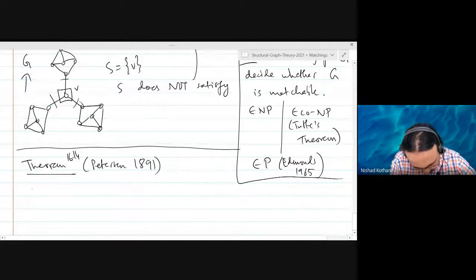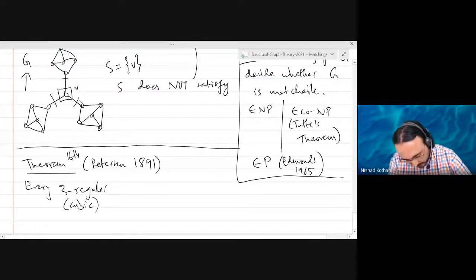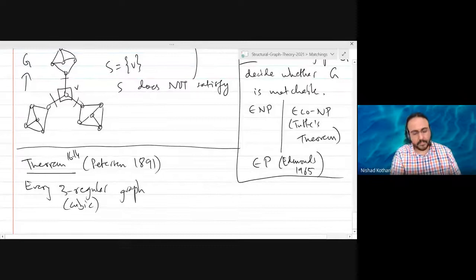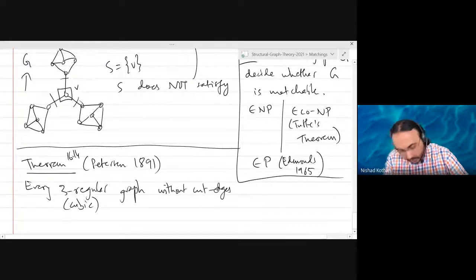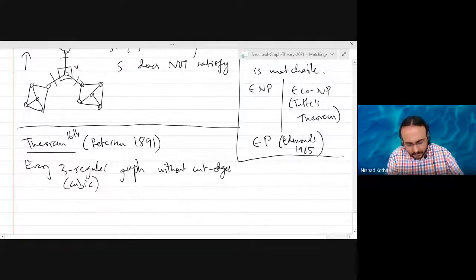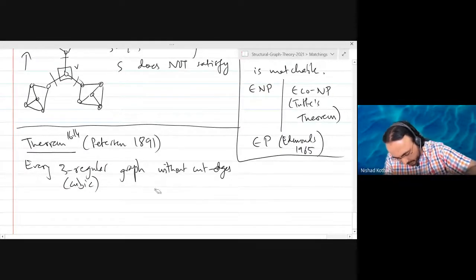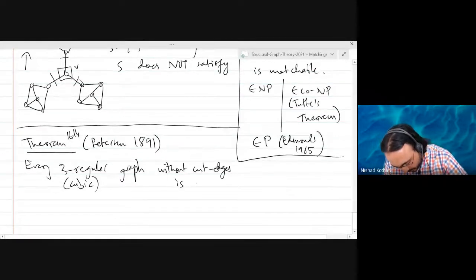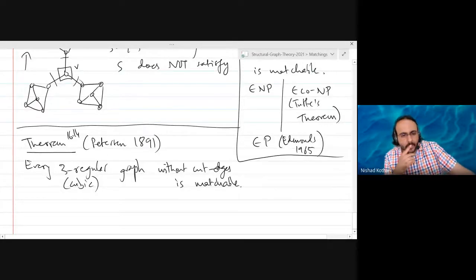So every three-regular graph, three-regular as in the same as cubic, without cut edges, which is the same as saying that it is two-edge connected, has a perfect matching. Or maybe let me just say is matchable. Okay, so that is something Petersen proved back in 1891.